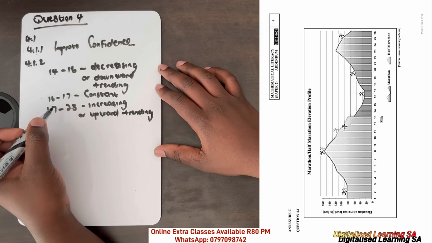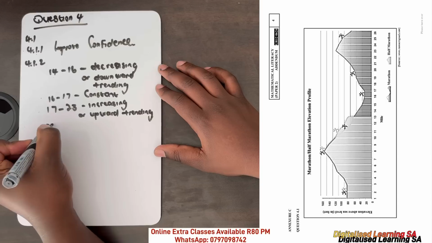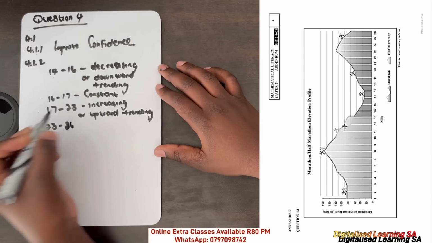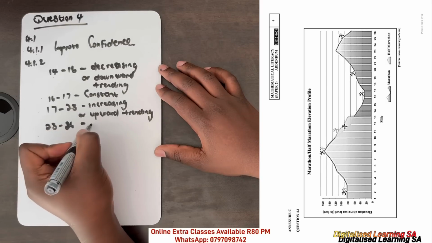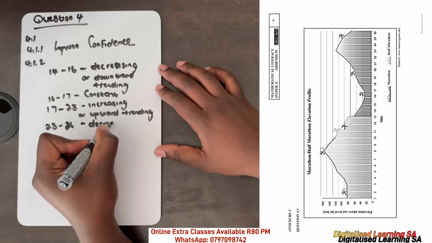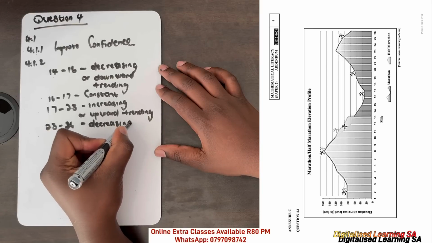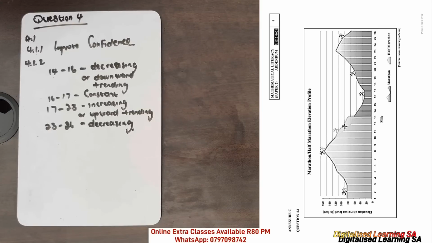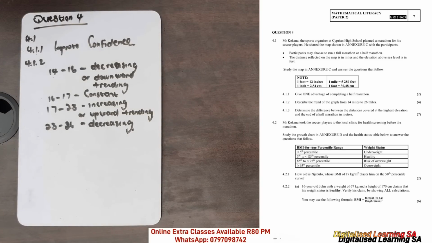Okay, and then from 23 to 26, we can see that the graph is decreasing. The graph is decreasing. And then now we are done with question 4.1.2, and let's move to question 4.1.3.